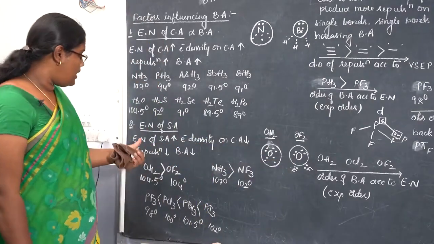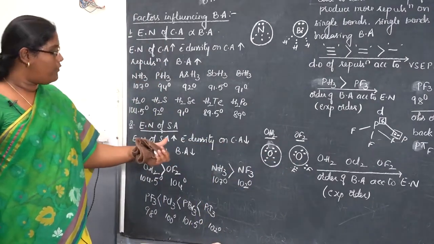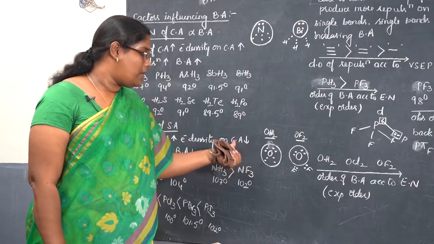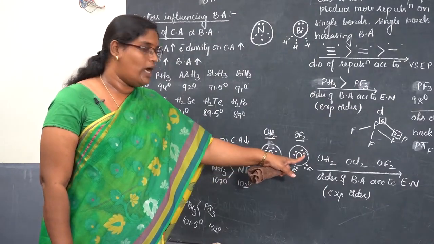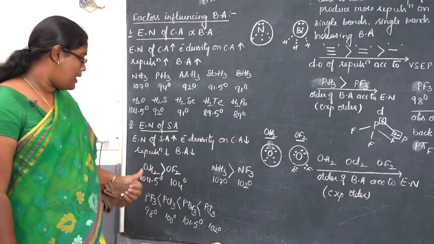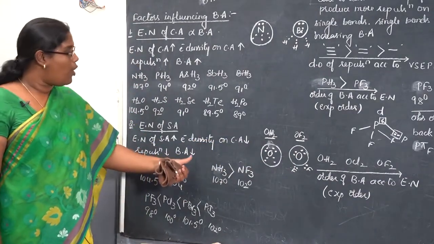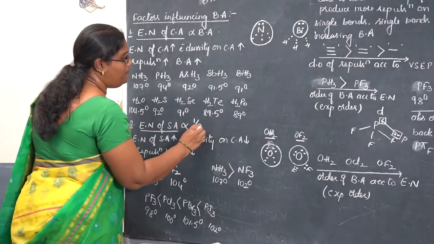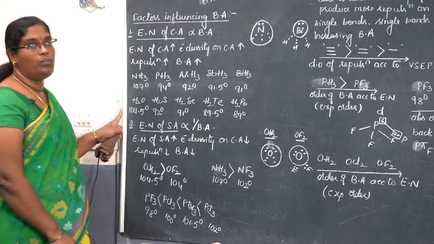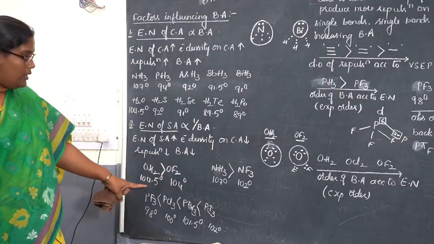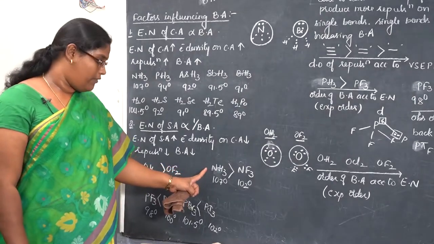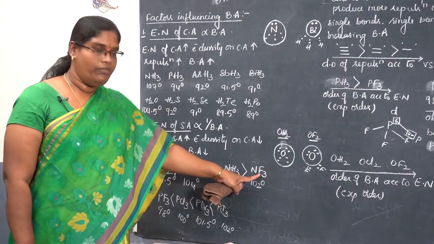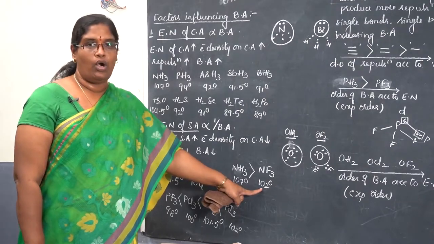So how to summarize that? We say that if the electronegativity of the surrounding atom increases, the electron density on the central atom decreases, as we see in OH2 and OF2. Electron density on the central atom decreases, repulsions decrease, bond angle decreases. So the electronegativity of the surrounding atom is inversely proportional to bond angle. In other examples also, we can see the same effect. Ammonia and NF3: fluorine is more electronegative, therefore the bond angle is less, by 1 or 2 degrees.